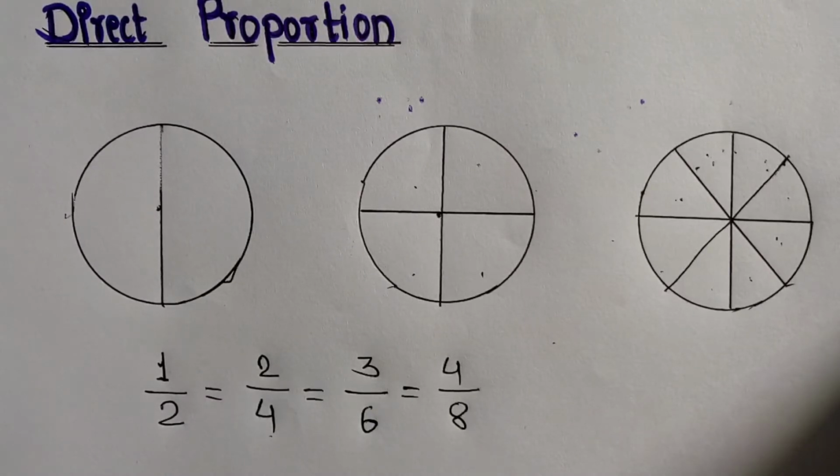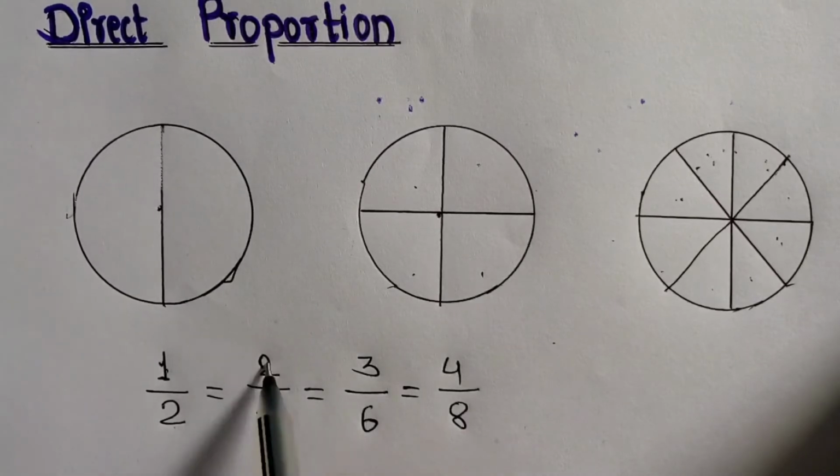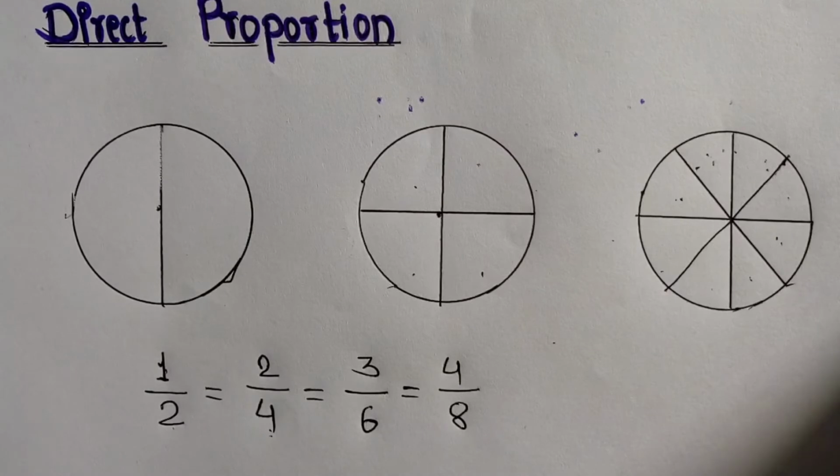But I will tell you one thing: in inverse proportion, if we increase one thing, the other thing decreases. But in direct proportion, if we increase one thing, the other thing also increases. You understood direct proportion. One more example we will see.